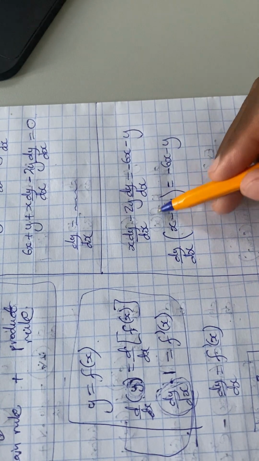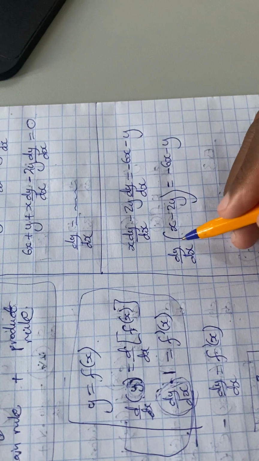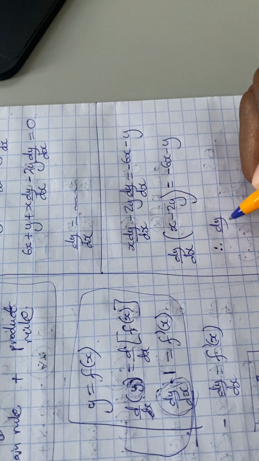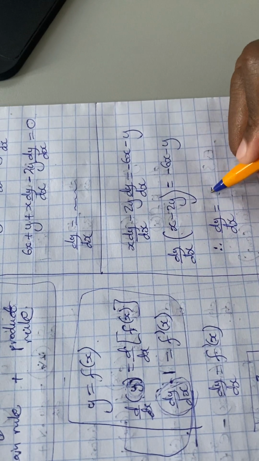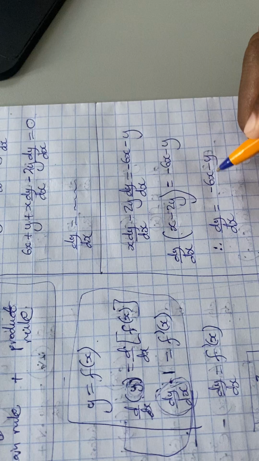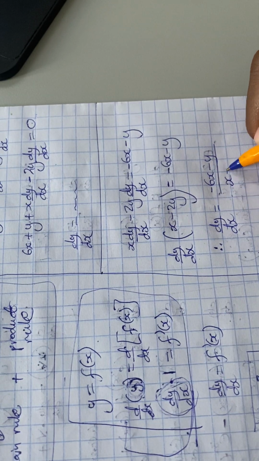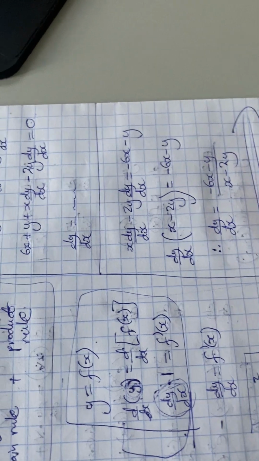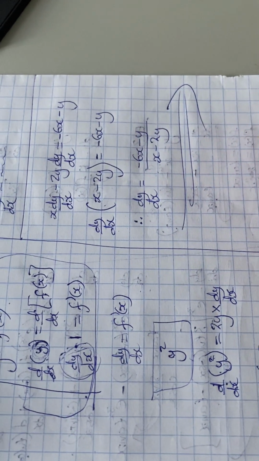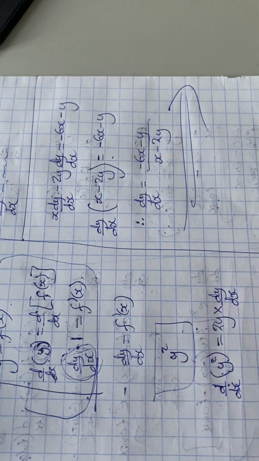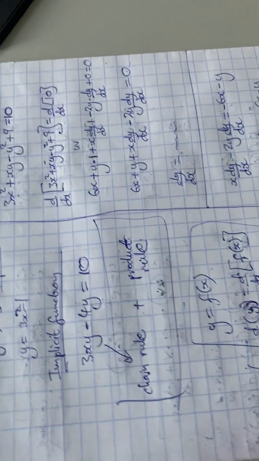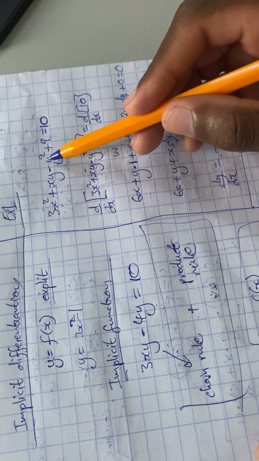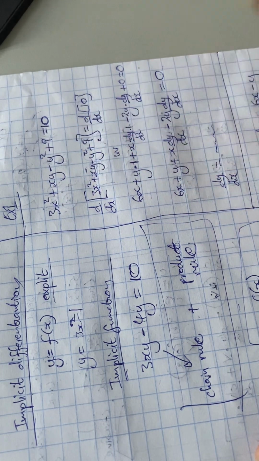Therefore, we divide both sides by this term such that we make dy dx the subject of the formula, right? Which means therefore dy dx is equal to negative 6x minus y all over x minus 2y. So this is the first derivative of our implicit function. This was our implicit function here: 3x squared plus xy minus y squared plus 9.